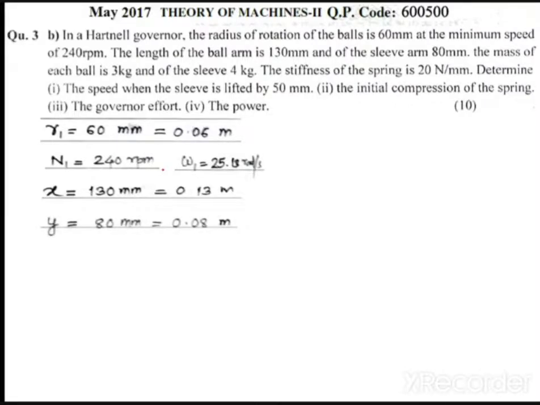Okay. What is the ball arm called as? Ball arm is also called as a vertical arm. Sleeve arm is called as a horizontal arm, or it is also called as a roller arm because the sleeve arm is connected to the roller at the end. I hope you have understood the construction. It is very, very important.